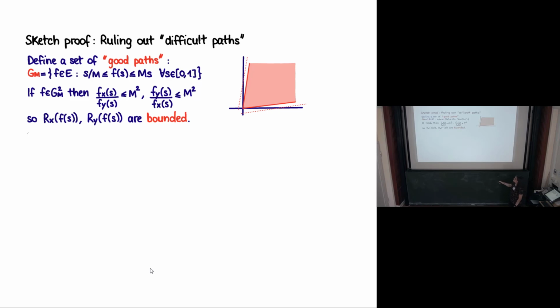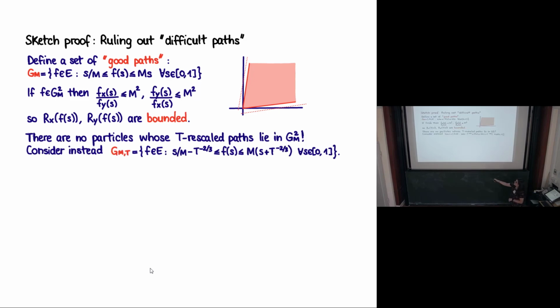Why are these paths nice? Well, because they're bounded above and below by two straight lines, and the rate function is essentially given by the ratio of the two components, and therefore it will be bounded. So what we're interested in showing is that we can restrict to this set of good paths, get rid of all the other ones, and restrict to a set where the rates are bounded. First problem: there are no particles whose rescaled paths are in Gm. And the reason is that these two straight lines both start at the origin, and your branching random walk starts at the origin, and for some exponential time it will stay there.